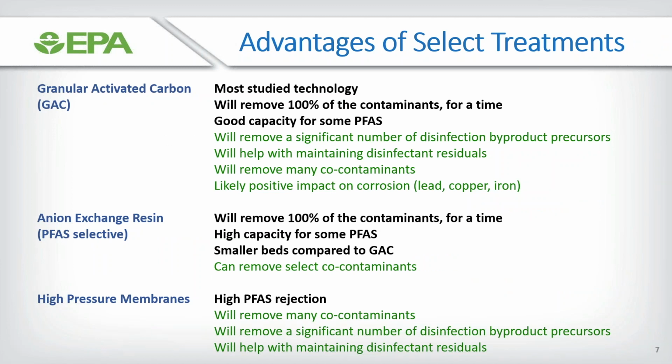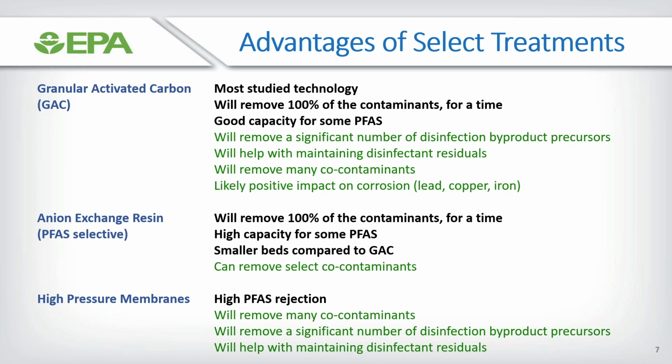So the big picture, people want to know what the advantages of these technologies are. GAC has been the most studied technology, and so there's a decent amount of data for that. It will remove 100% of contaminants for a time, and that's the really important part. It's the for a time, so it's designing to treat to the goal that you're hoping to achieve. It has a good capacity for some PFASs, and it will also remove a significant number of the DBP precursors. It will also remove many of the co-contaminants, and it will likely help to maintain disinfectant residuals, and it may also have a positive impact on your corrosion control.